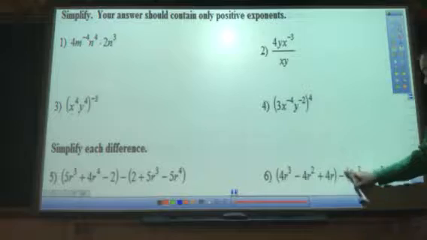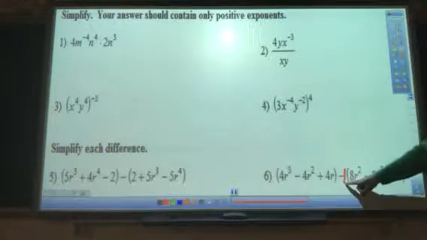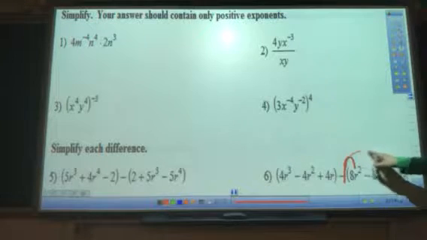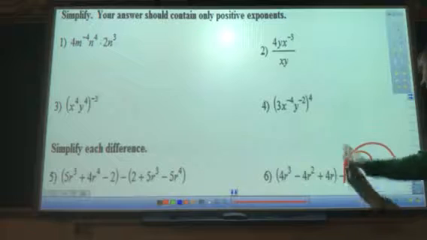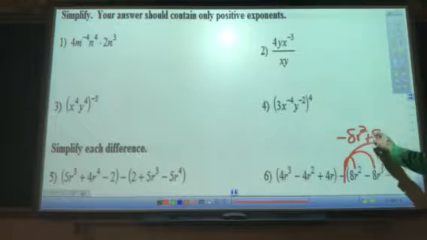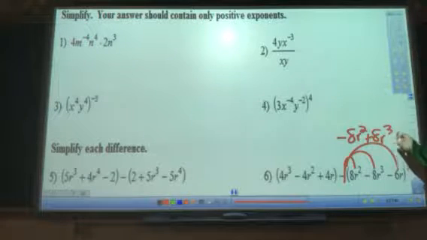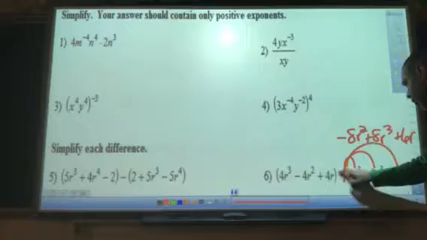Number 6. Again, this one's fine. It has a positive 1 in front of it. This one is not. I have to distribute through. So that's going to be negative 8r squared plus 8r to the 3rd plus 6r. And now it's gone now that I distributed.